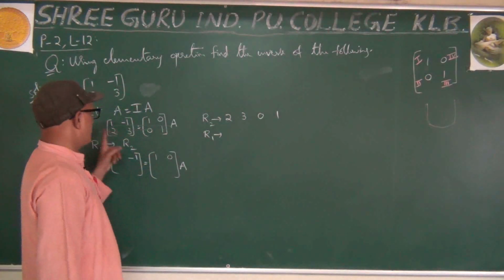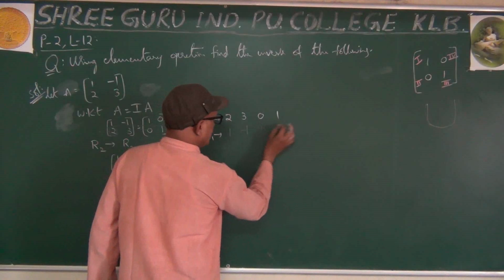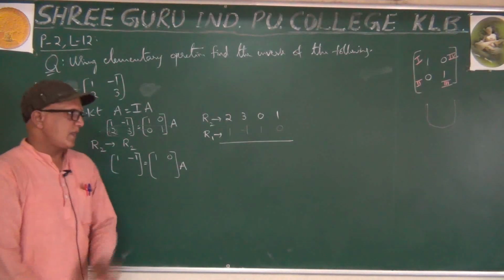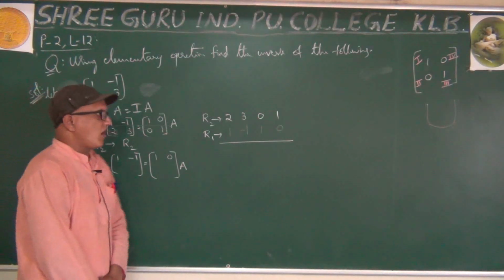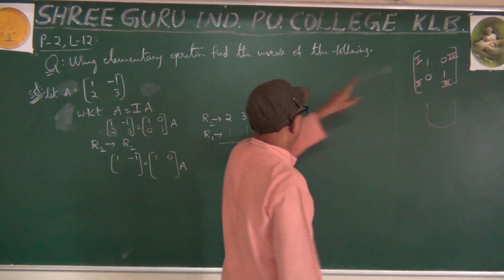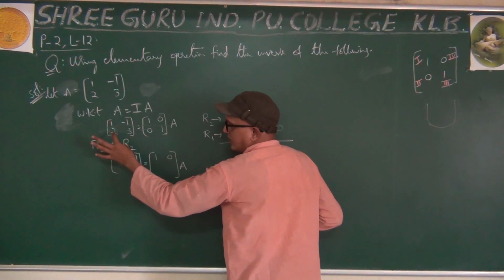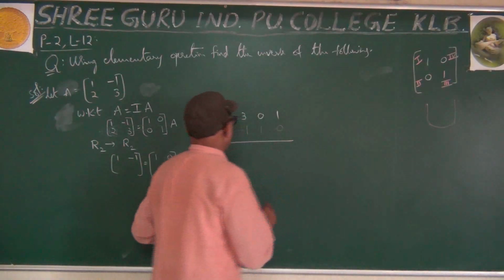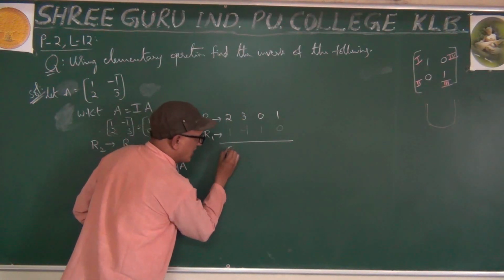R1. What are the elements in the first row? 1, minus 1, 1, 0. Not visible? Just wait. 1, minus 1, 1, 0. Okay. Where we want the 0 is at this place. Wherever 2 is there, at that place we want 0.